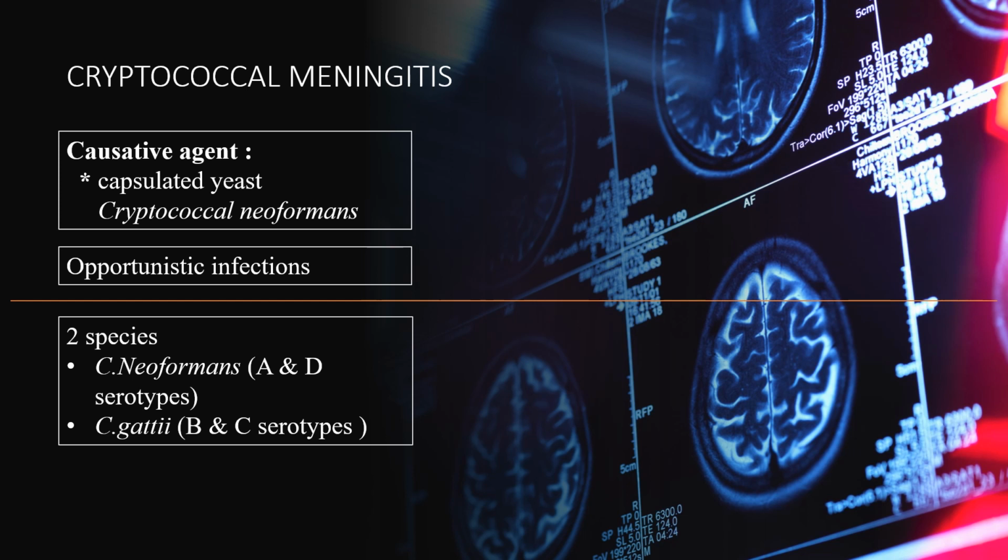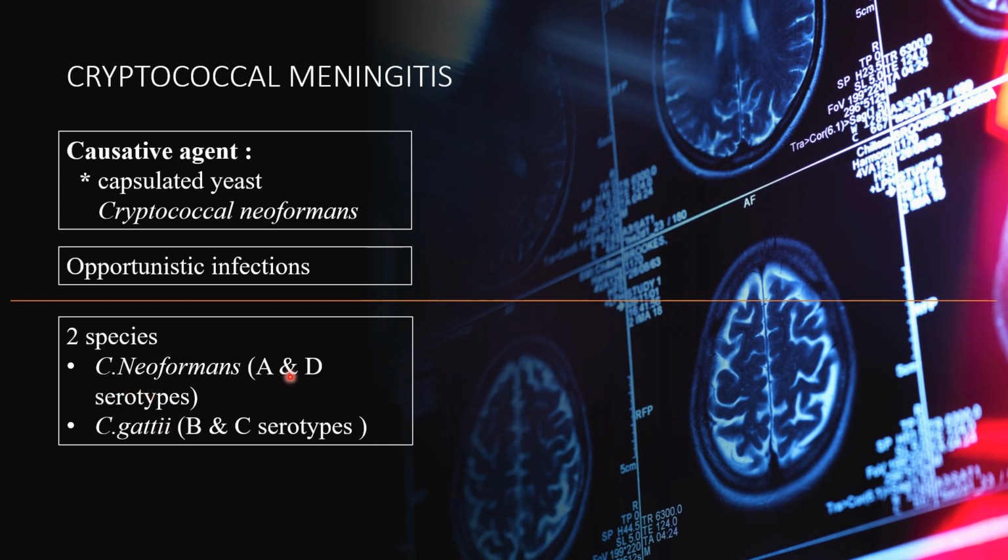Let's begin with the introduction. Cryptococcal meningitis is caused by Cryptococcus neoformans, which is a capsulated yeast. This is an opportunistic infection, and we have two species of Cryptococcus. In those two species, we are having four serotypes. So the first species is Cryptococcus neoformans, and the other one is Cryptococcus gattii.